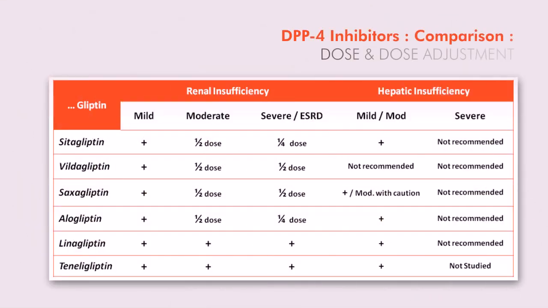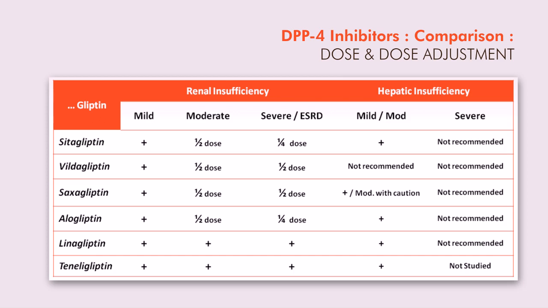If you look at the recommendation for dose adjustment for the first 4 gliptins, sitagliptin, vildagliptin, saxagliptin and alogliptin, we need to modify dose when used in moderate to severe renal impairment. For linagliptin and teneligliptin, as you can see the plus sign, which indicates that they need not modify dose in any form of renal failure.